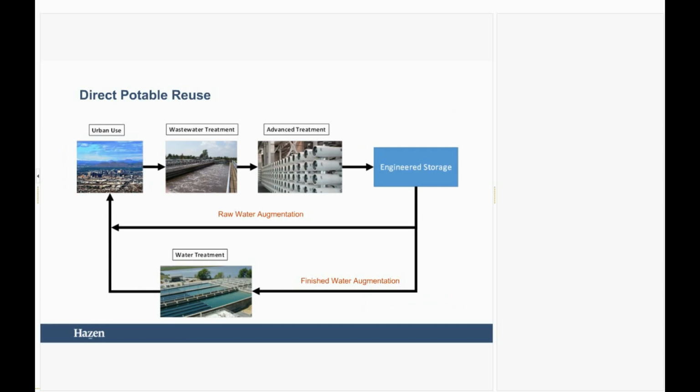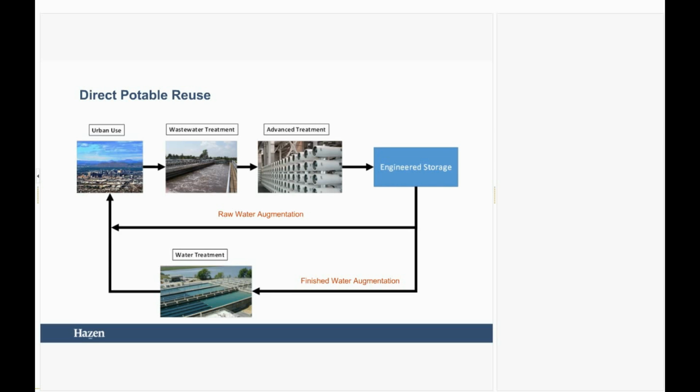Instead, after treatment by an advanced treatment process, there's some engineered storage. And we say engineered simply because it's a storage that's big enough for our controls and our operations to be able to respond to an issue before that water gets back into the drinking water supply. But a much smaller volume than we would see for an indirect system.